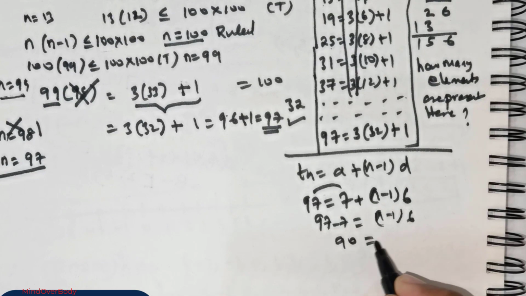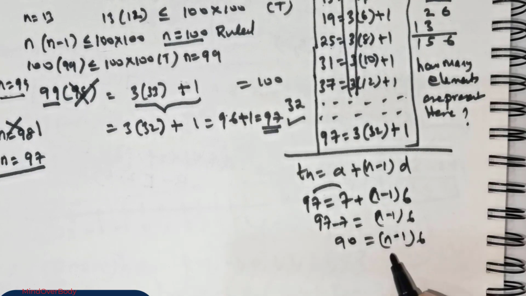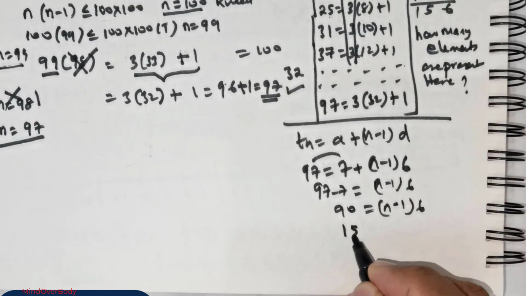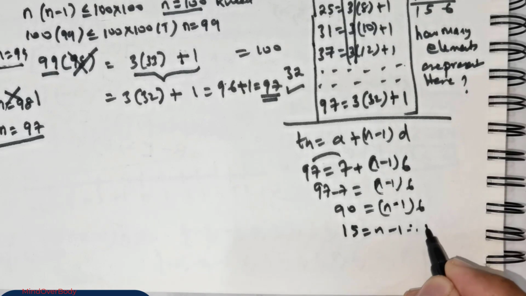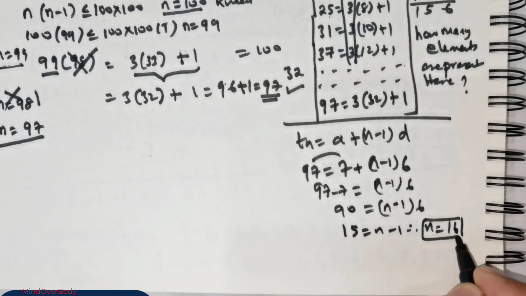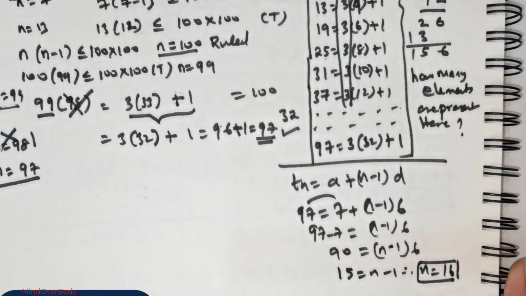This is going to be 90 is equal to n minus 1 times 6. You divide by 6, you get 15 is equal to n minus 1. Therefore, n is equal to 16. So you got n is equal to 16.